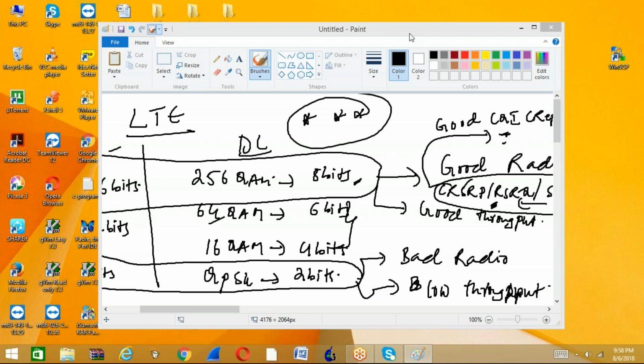So it will be low SNR for the bad radio conditions. Low SNR, bad SNR.